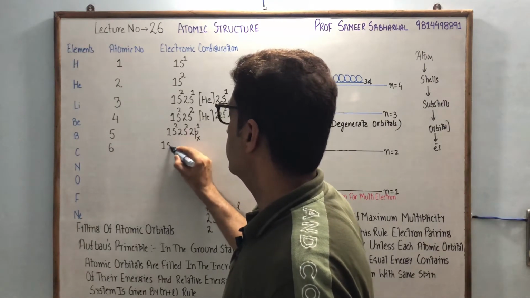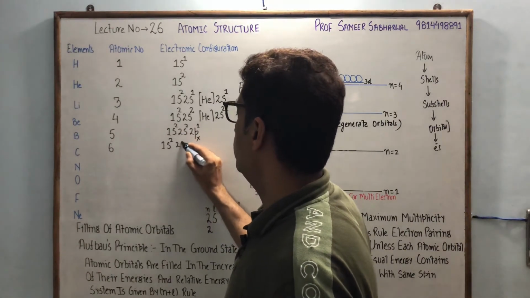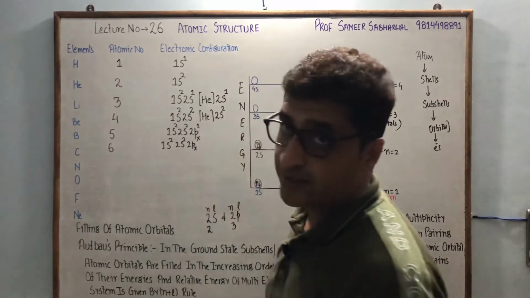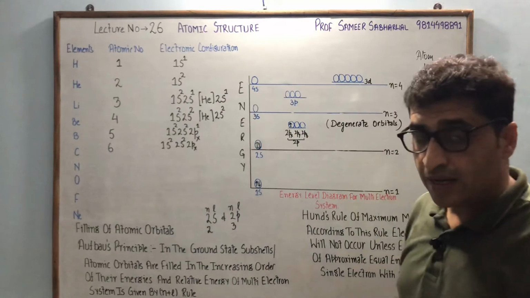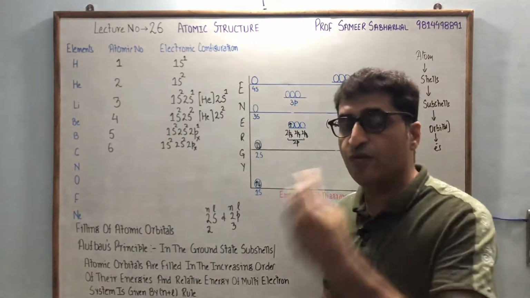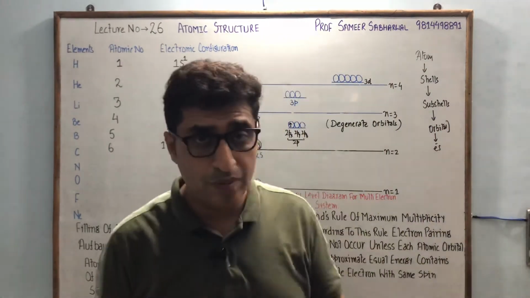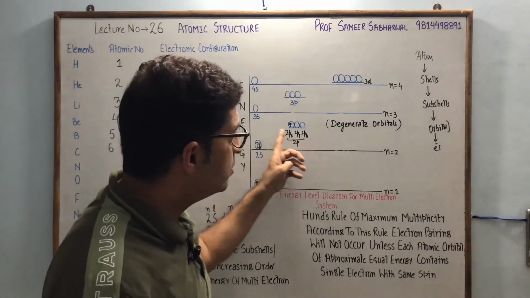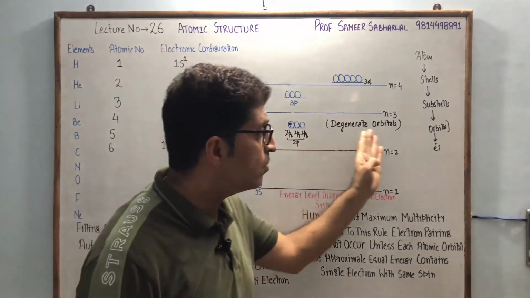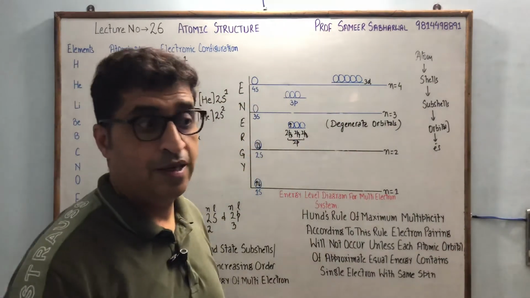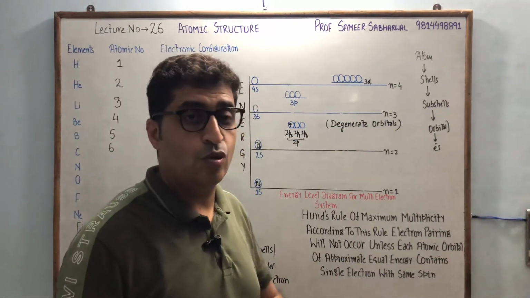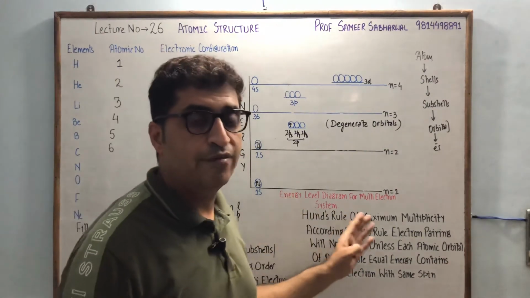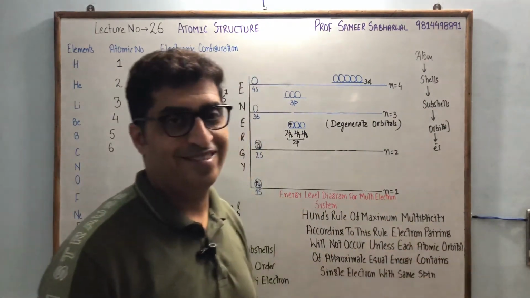Then the question comes for atomic number 6: 1s2, 2s2, 2px1. Now again the problem begins. Earlier, what did we do? We filled an orbital, then moved to the next one. But now the problem is that we have 3 orbitals of approximately the same energy, known as degenerate orbitals. Now what to do here? In order to answer this, we have a rule known as Hund's rule of maximum multiplicity.